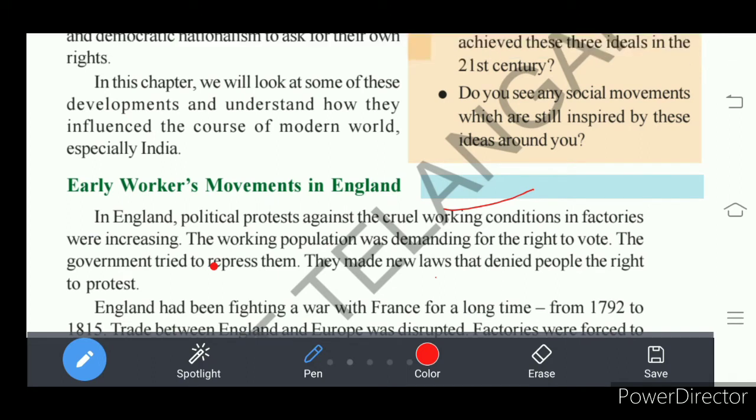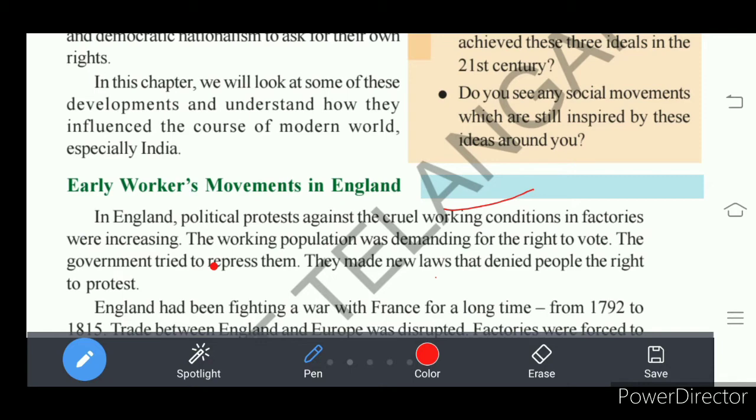If any mistake happened with the machine, then that day's wages were cut off from the workers. And if some workers were taking a little bit of rest, they immediately received a blow from the foreman.